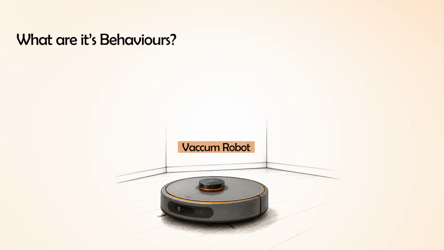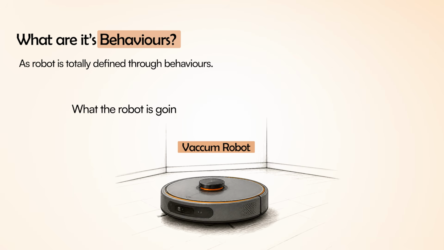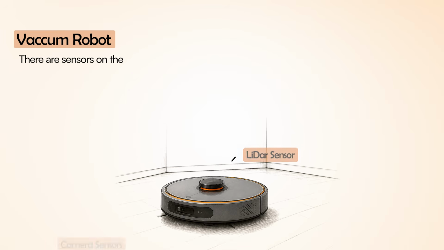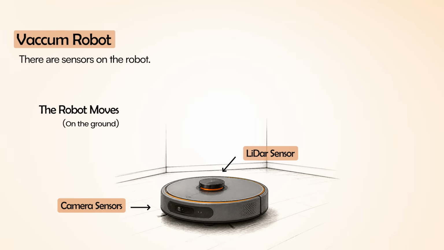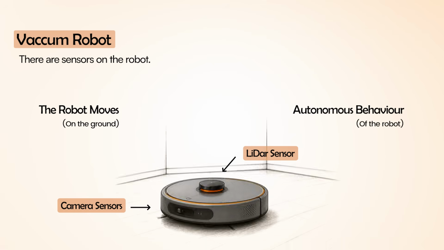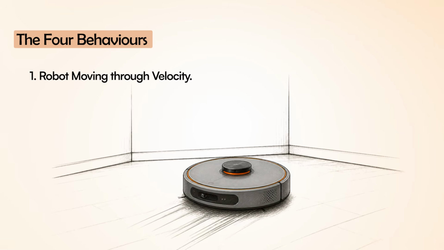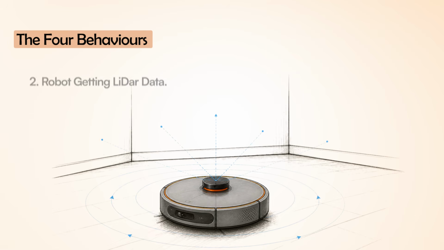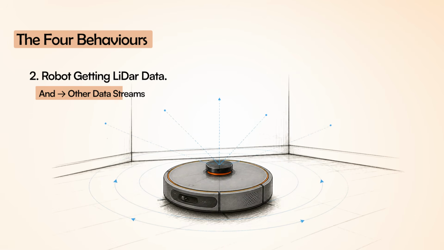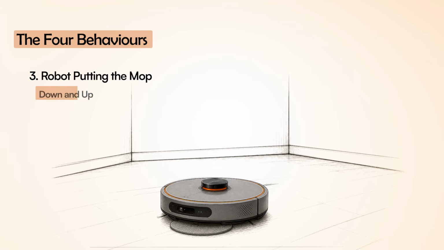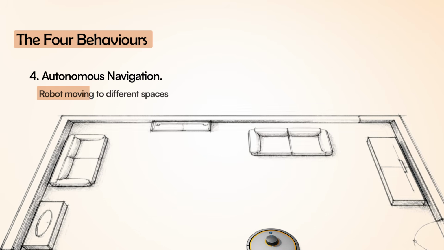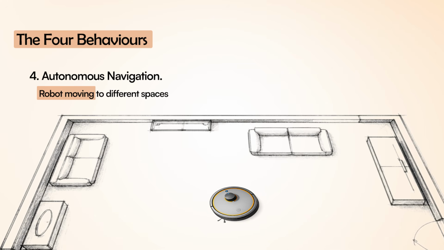In a vacuum robot, we are first going to define its behaviors, as a robot is totally defined through behaviors. What the robot is going to do at a certain state is what we call behavior. There are sensors on the robot, it moves on the ground, and there is also an autonomous behavior. Four main behaviors we are going to look at are: the robot moving through velocity and providing us odometry, the robot getting LiDAR data and other data streams, the robot putting the mop on the floor and picking it up, and the last one is the robot moving autonomously in different spaces of the house.